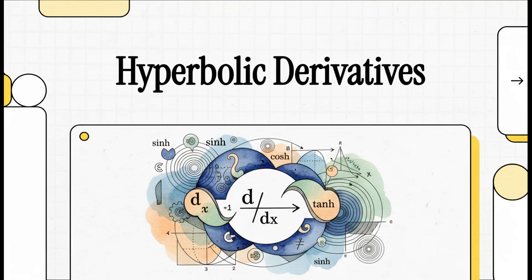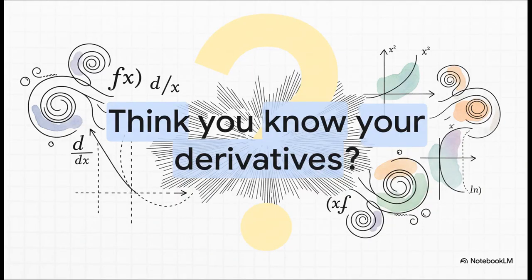All right, welcome. Today we're going to dive into a really cool corner of calculus that looks super familiar at first, but it's got a crucial twist. We're talking about the derivatives of hyperbolic functions. So you probably feel like you've got your derivatives down by now, right? You've spent hours memorizing the rules for all sorts of functions. But what happens when you run into functions that look like the ones you know, but they act just a little bit differently?